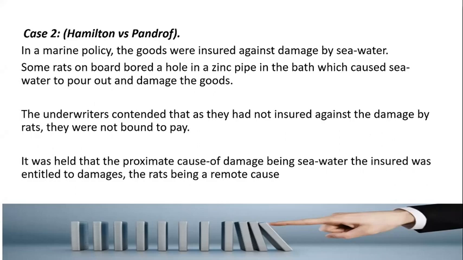There is another case between Hamilton and Pandroff. Also in a marine policy, the goods were insured against damage by seawater. But incidentally, some rats on board bored a hole into the zinc pipe in the bath, which caused the seawater to pour out and damage the goods. The underwriters, which are the insurers, contended that they had not insured against damage by rats. They were not bound to pay. It was held that the proximate cause of the damage being seawater, the insured was entitled to damages, the rats being the remote cause.